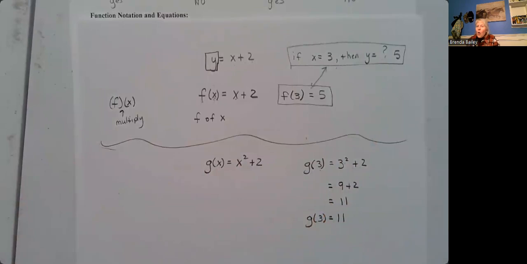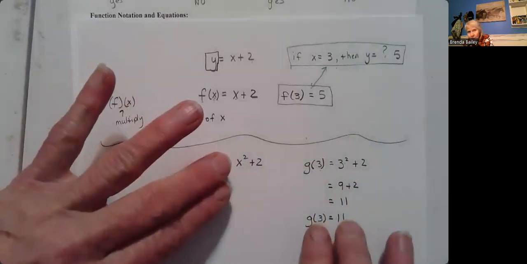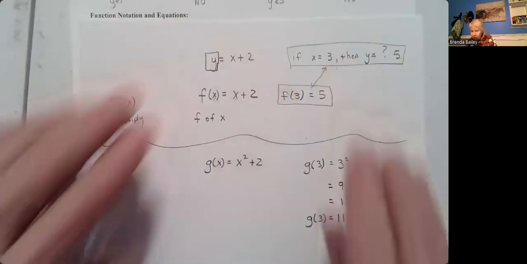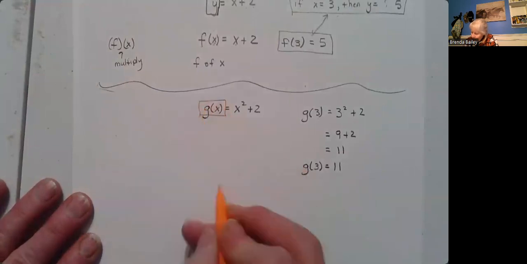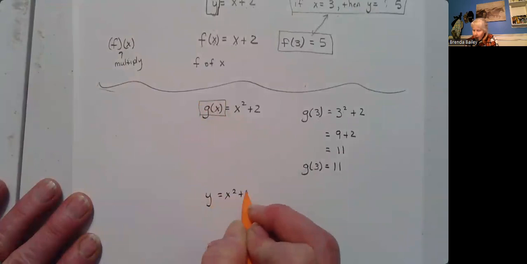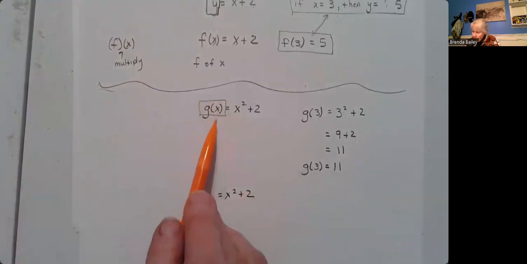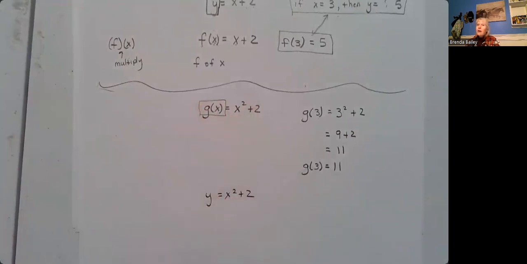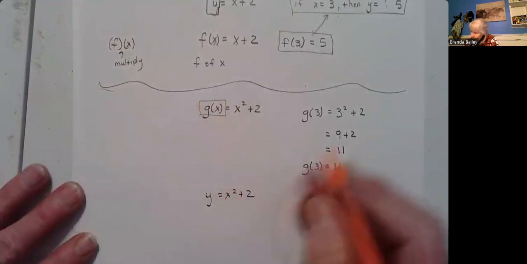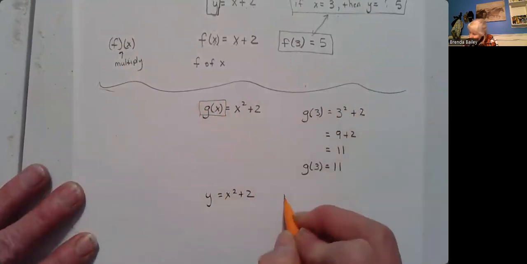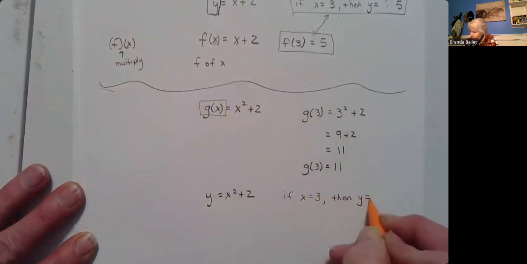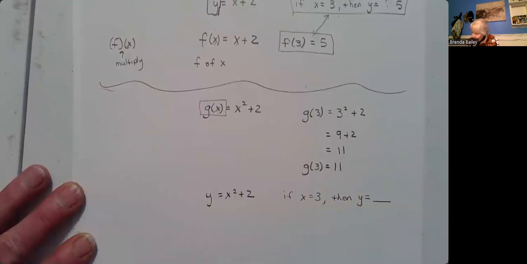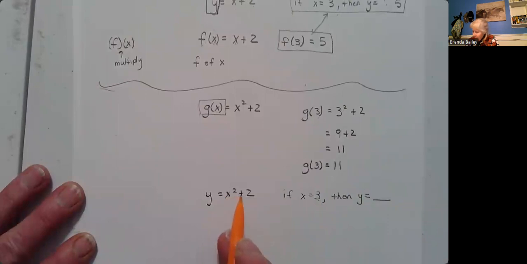Let's go back to our old notation. Let's translate this back into our older notation. What we did is instead of g of x, I can write y. And when you're graphing, a lot of times it's easier when they ask you to graph a function to change it back to a y. It means the same thing. And what I asked here was that if x equals 3, then y equals what? And you would put 3 in, square it, plus 2, you get 11.